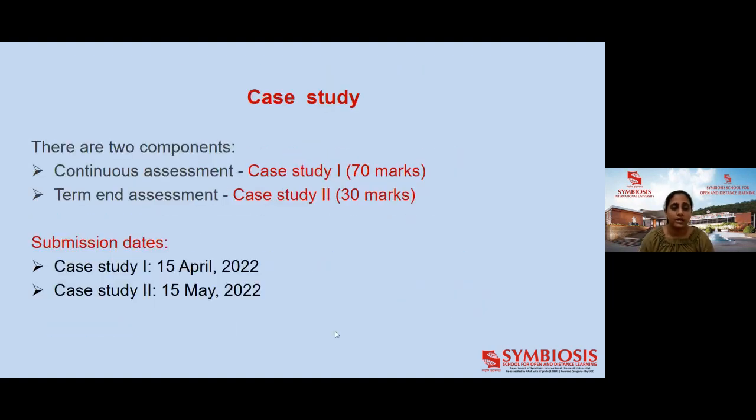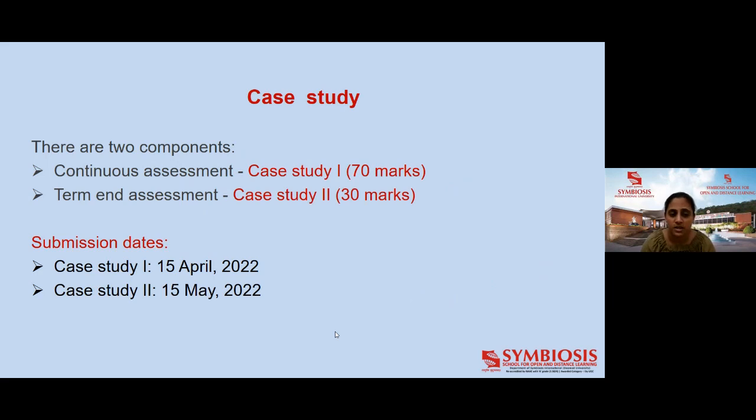Okay, so in case study, there are two components. You must have received your learner handbook. Many of you have questions about how to complete the case study. So in case study, there are two components: continuous assessment and term end assessment. Continuous assessment is case study 1, which is for 70 marks, and term end assessment, that is case study 2, the final submission, is for 30 marks.